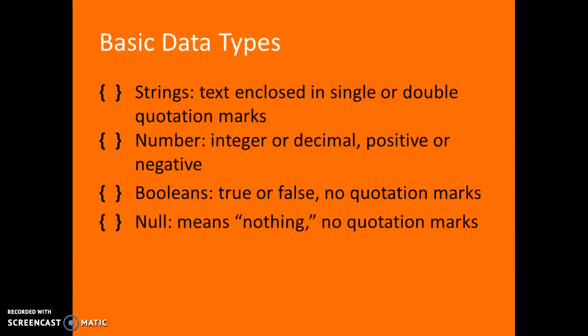Here are universal data structures used in JSON. We've got strings, numbers, booleans, and null. Strings need to have text enclosed in single or double quotation marks. Numbers can be an integer or decimal, positive or negative. Booleans are either true or false with no quotation marks. Null means nothing and also has no quotation marks.